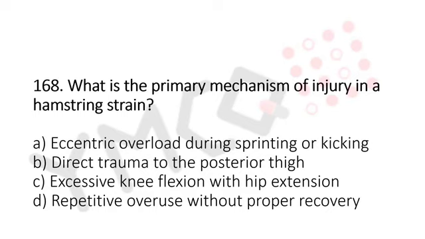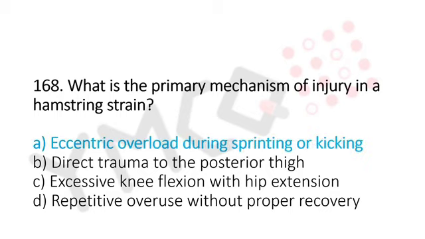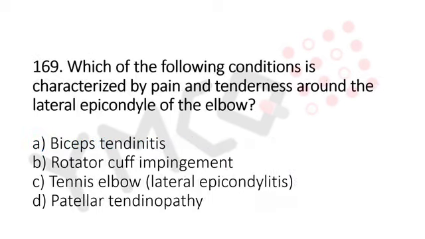What is the primary mechanism of injury in hamstring strain? Option A, eccentric overload during sprinting or kicking. Option B, direct trauma to posterior thigh. Option C, excessive knee flexion with hip extension. Option D, repetitive overuse without proper recovery. And the answer is option A, eccentric overload during sprinting or kicking. Now let's move to question number 169.